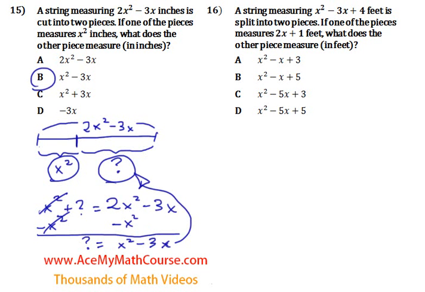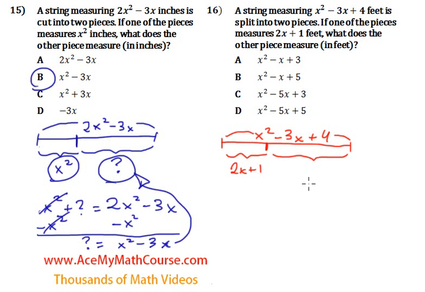Now question 16. Same type of question. A string measuring x squared minus 3x plus 4, so that is again the whole thing, is split into two pieces. Poor string. If one of the pieces measures 2x plus 1 feet, what does the other piece measure? So if we add up the two pieces, 2x plus 1 plus the question mark, which we don't know, which is the measure of the second piece, we would get the total of x squared minus 3x plus 4.